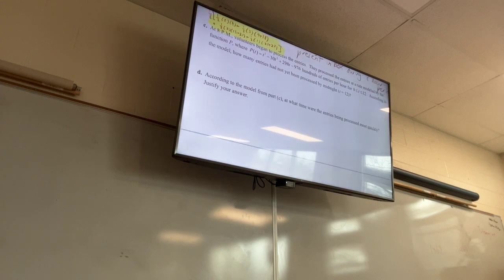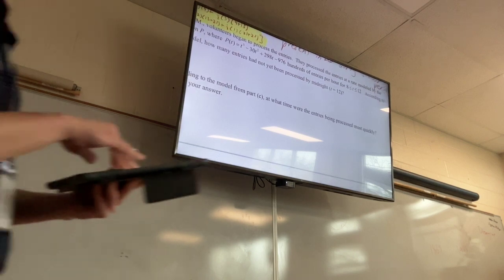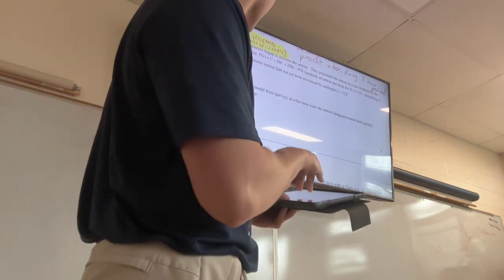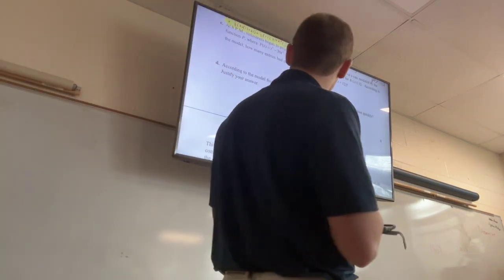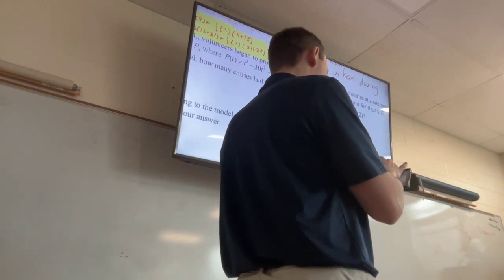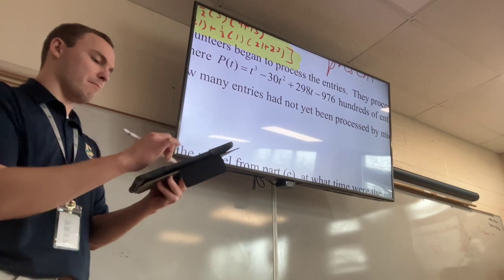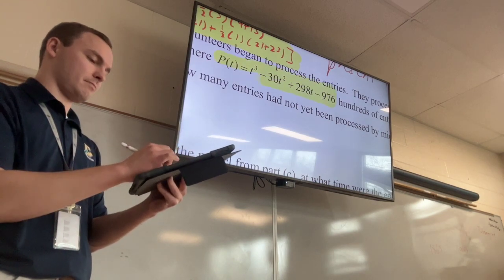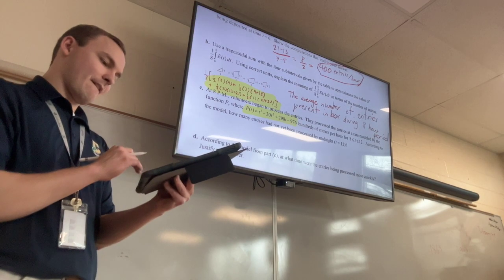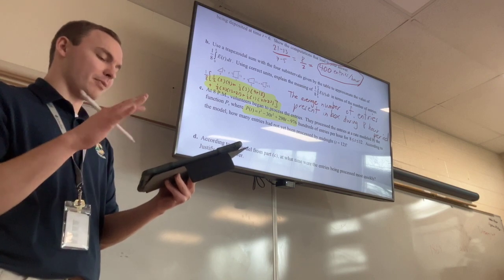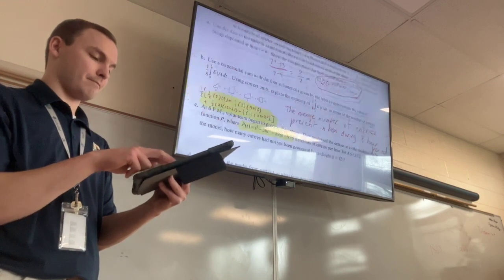Okay, so at 8 p.m., the volunteers start to process the entries. And they start to process the entries at this rate. So what is this rate? This is the rate at which the ballots are removed from the box. How many entries had not yet been processed by midnight then?